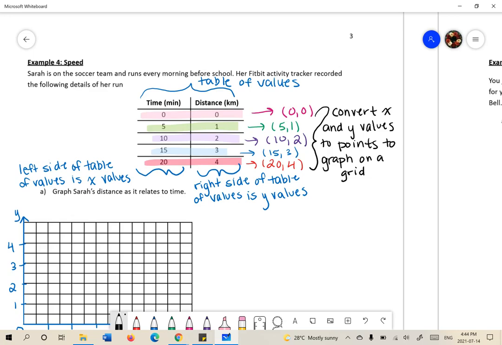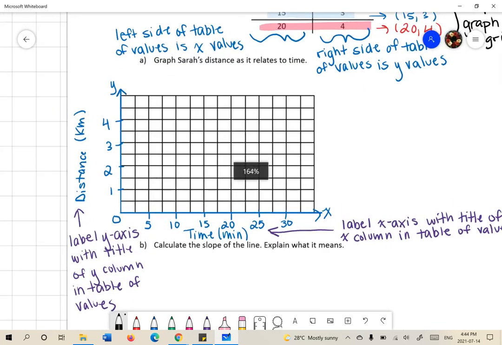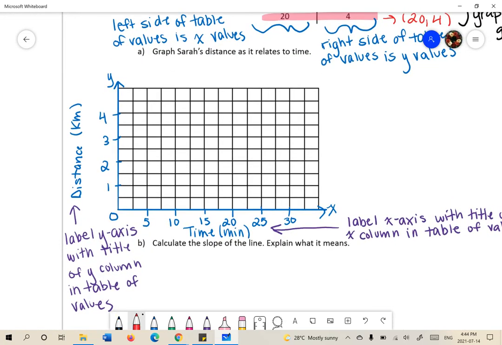Next, we're going to take these 5 points and plot them. 0, 0 is at the origin. 5, 1, 10, 2, 15, 3, and 20, 4.